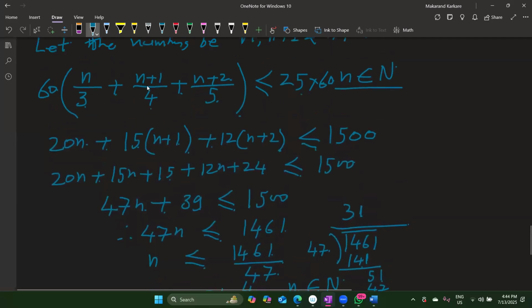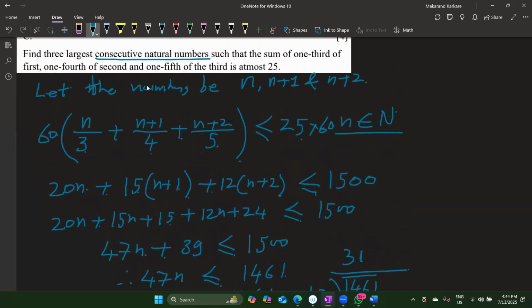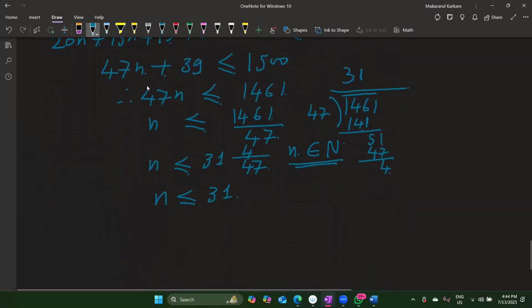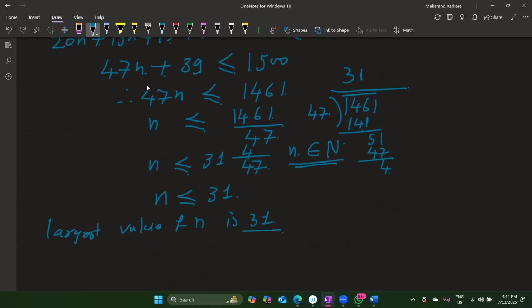And what is given to us? The largest consecutive. So what is going to be the largest number which satisfies n less than or equal to 31? So the largest value of n is 31. And so therefore, the numbers are 31.